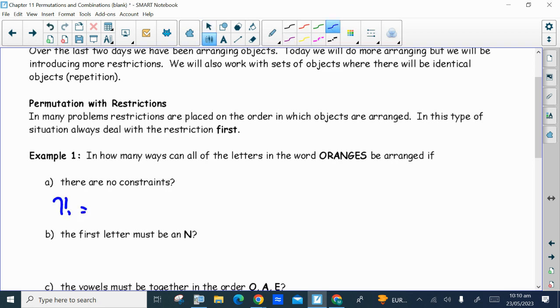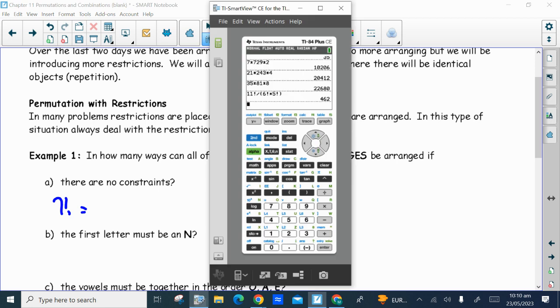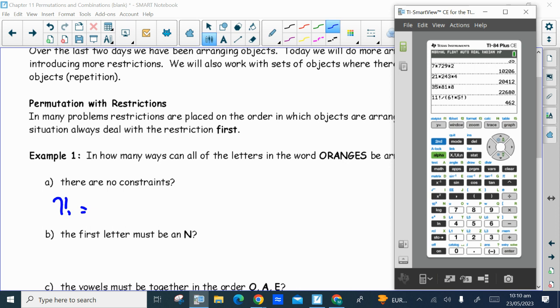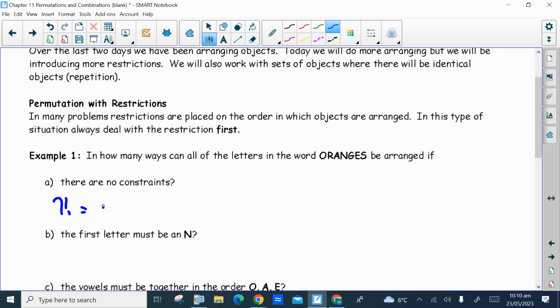Could also do this by using the fundamental counting principle, marking down 7 spaces. There'd be 7 choices for the first letter, then 6, then 5. Those are all multiplied together. We've seen that that means 7 factorial, and you can do that on the calculator by going over to the probability tab. And 7 factorial is 5040.